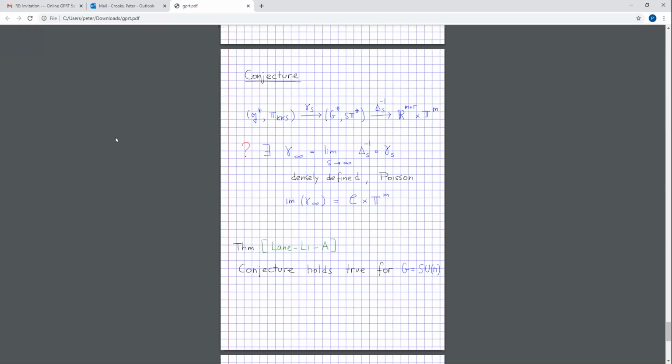We know that sometimes it exists. Probably it always exists, but we don't yet know how to choose it. So if you show the next slide.